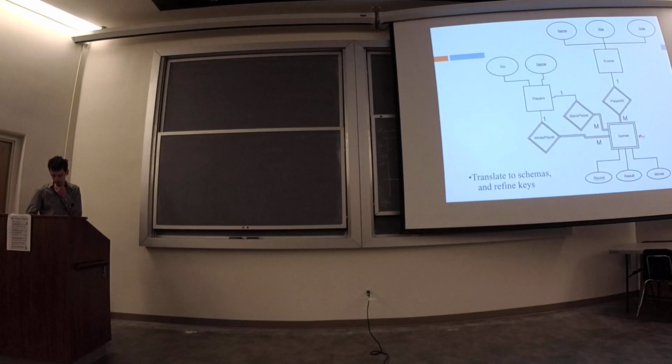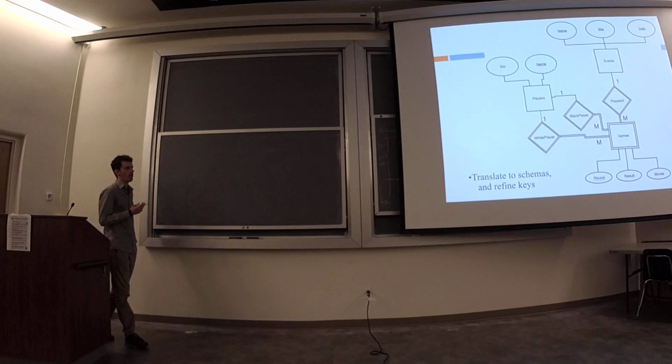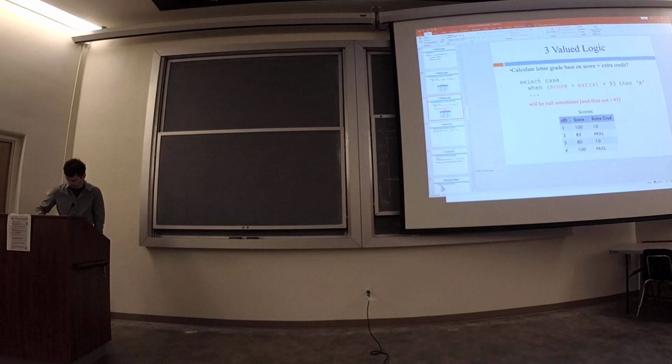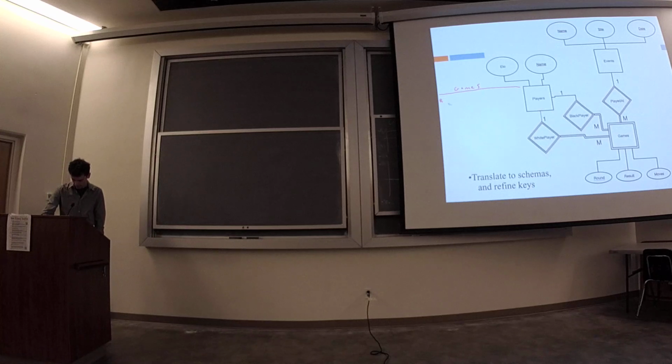Okay, just the games table. Translate to schemas. And refine the keys. So try to fit it on here. Games is going to have, start with the easy ones. It's going to have at least, thanks PowerPoint. I'm going to abbreviate too to save room. So round, it's going to have result, moves. What else is it going to have?